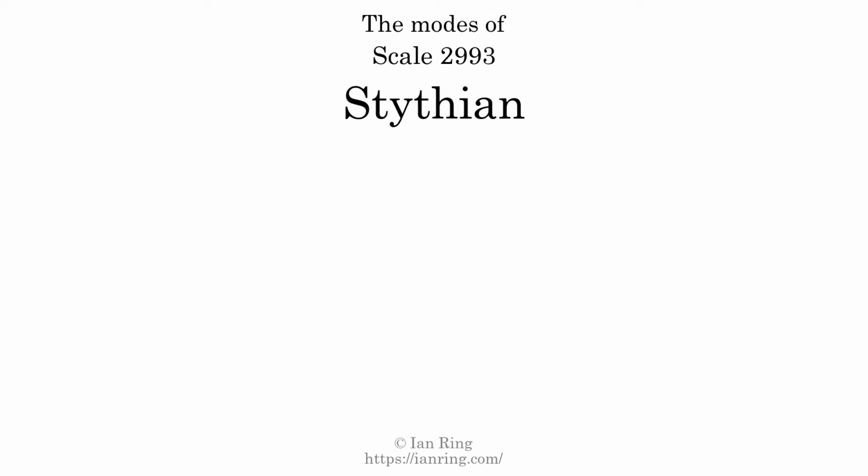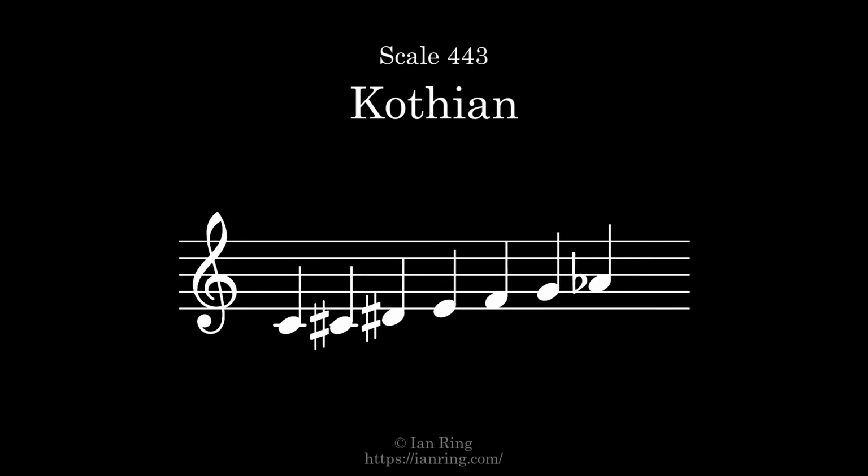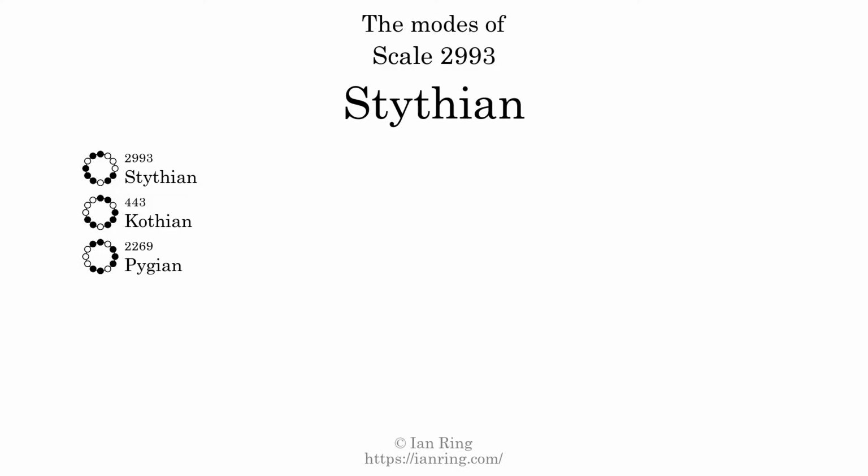This scale has 7 modes. The first mode is itself. The second mode is scale 443, also known as Stythian. It sounds like this. The third mode is scale 2269, also known as Stythian. It sounds like this.